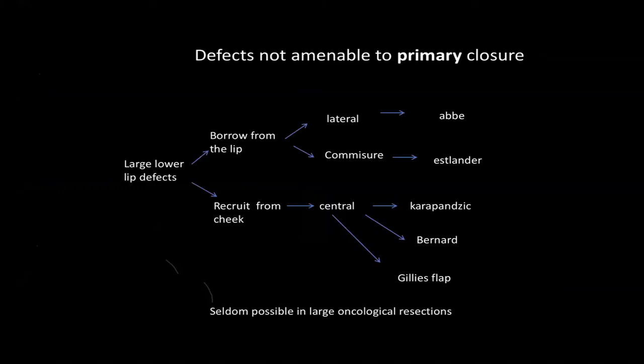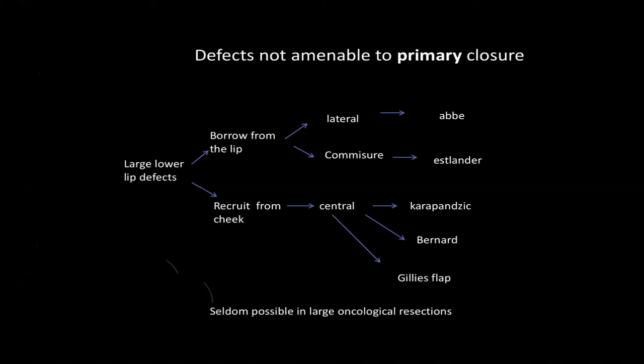But this is just principalizing. This is one slide to show you what flaps that we can do. And the commonest defects that we have are the defects of the lower lip. And more than 1/3 lower lip defects are not amenable to primary closure. Either if you do a V or a W, it doesn't matter, but it doesn't close.